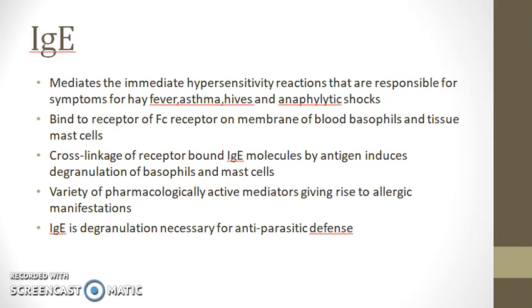Now coming to IgE. It mediates the immediate hypersensitivity reactions responsible for the symptoms of hay fever, asthma, hives, and anaphylactic shock. It binds to the Fc receptor on the membrane of blood basophils and tissue mast cells. Cross-linkage of receptor-bound Ig molecules by antigen induces degranulation of basophils and mast cells, releasing a variety of pharmacologically active mediators that give rise to allergic manifestations. IgE-mediated degranulation is also necessary for antiparasitic defense.